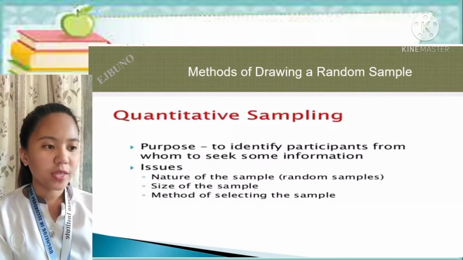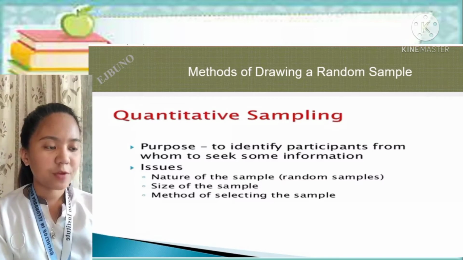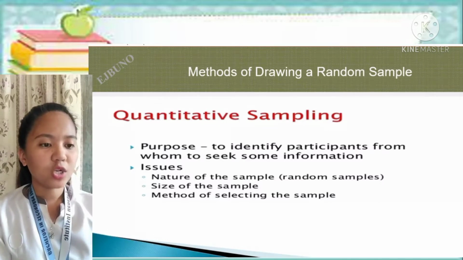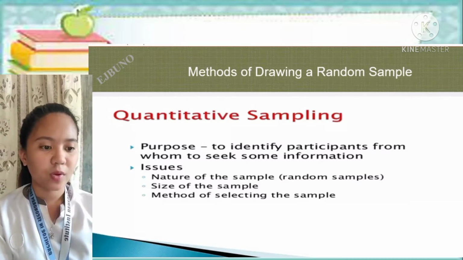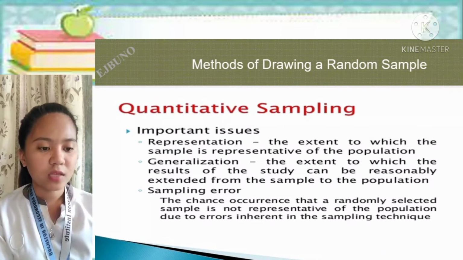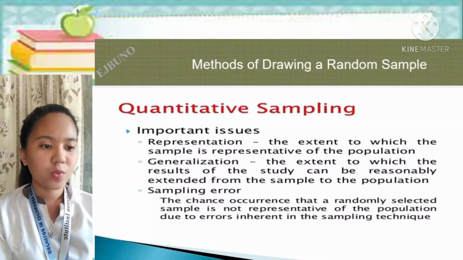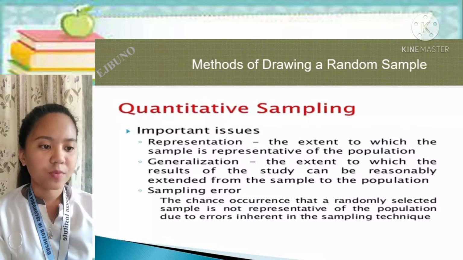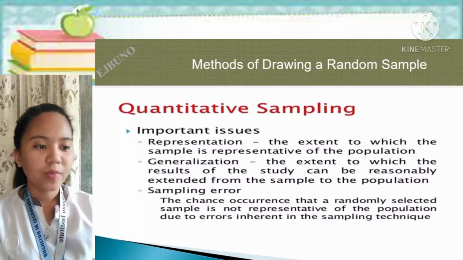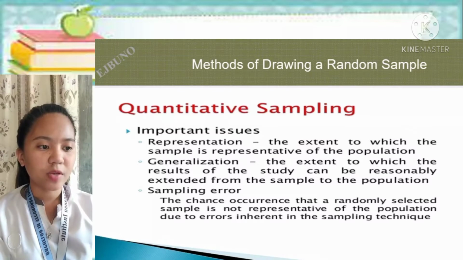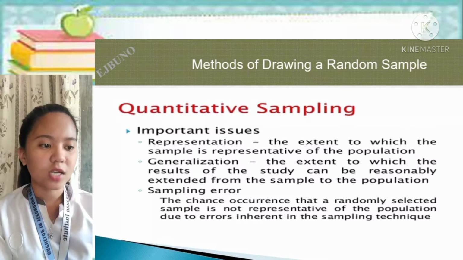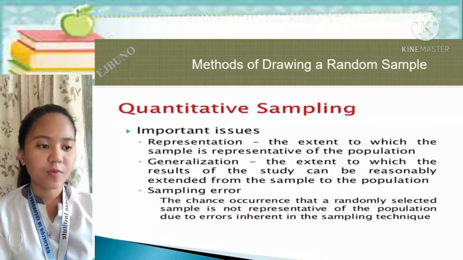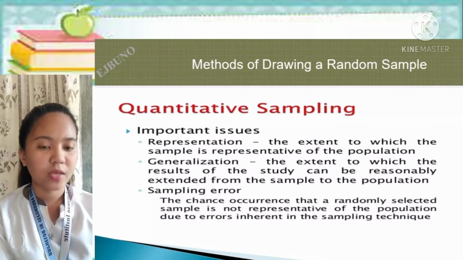Quantitative sampling. Purpose: to identify participants from whom to seek some information. A population does not have a specifiable probability of being selected. Issues: nature of the sample, random samples, size of the samples, and the method of selecting the sample. Quantitative sampling, important issues. Representation: the extent to which the sample is representative of the population. Generalization: the extent to which the results of the study can be reasonably extended from the sample to the population. And sampling error is the chance occurrence that a randomly selected sample is not representative of the population due to errors inherent in the sampling technique.